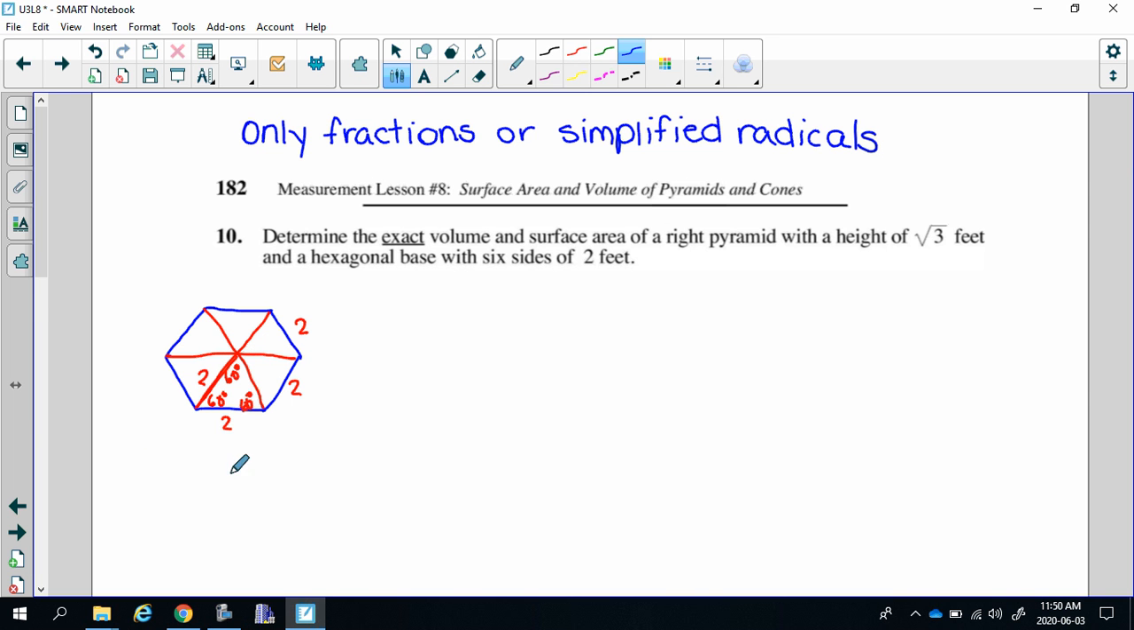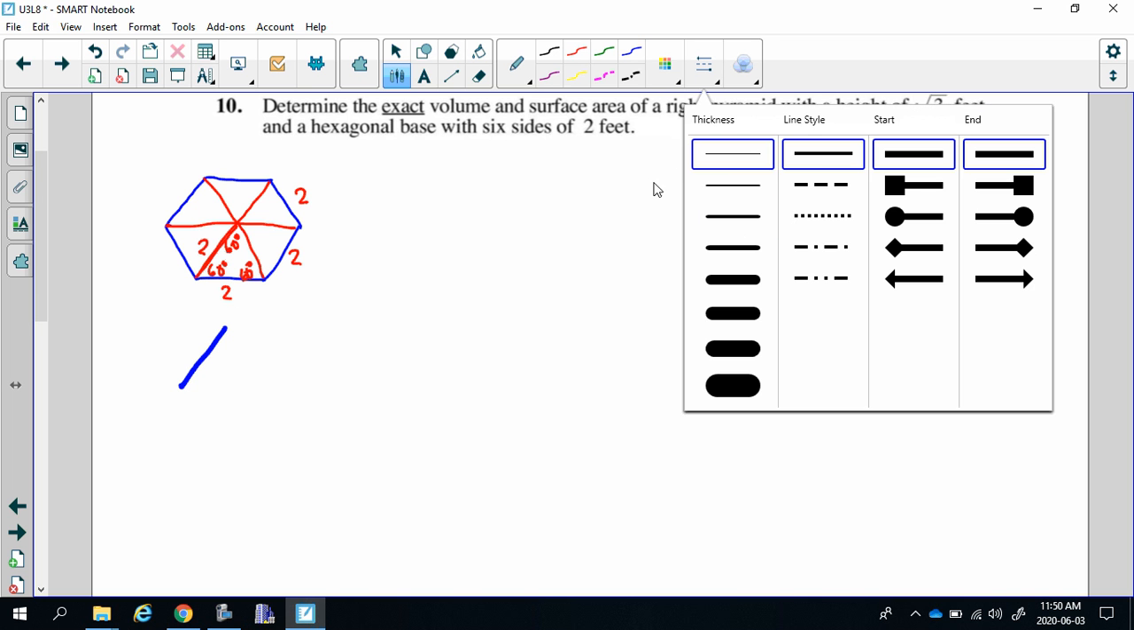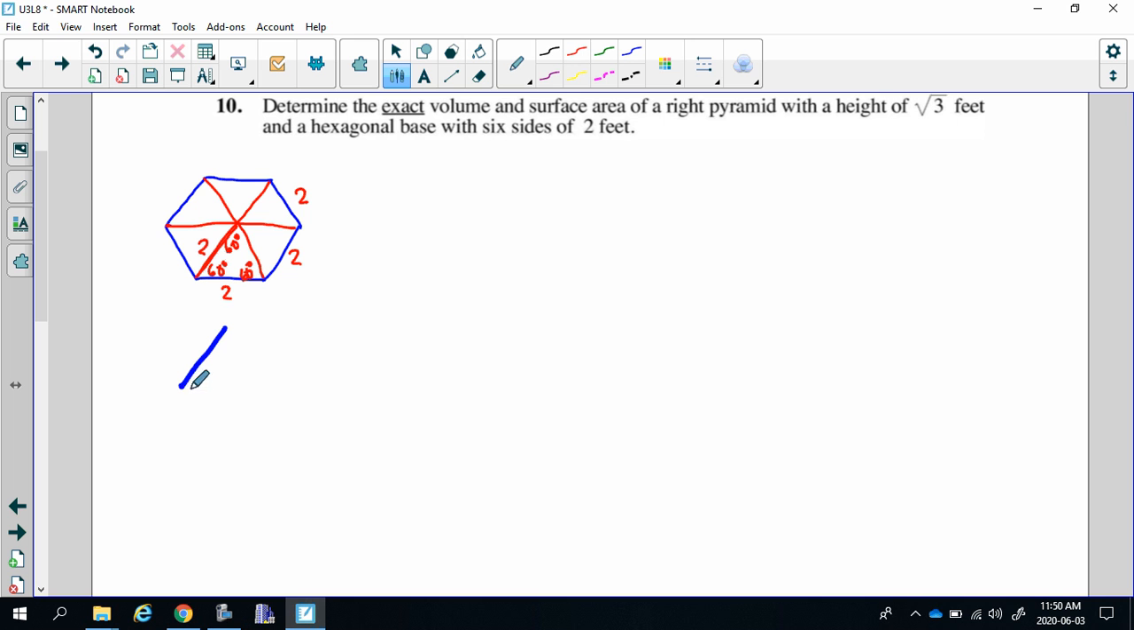So if we know that, then we can find the height of one triangle. Okay, if we know that this is 2 and this is 2, we can find this height right there. Okay, so this is h. We need the height of the triangle in order to find the area.